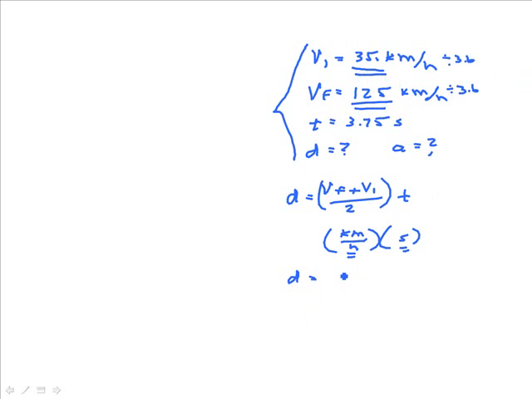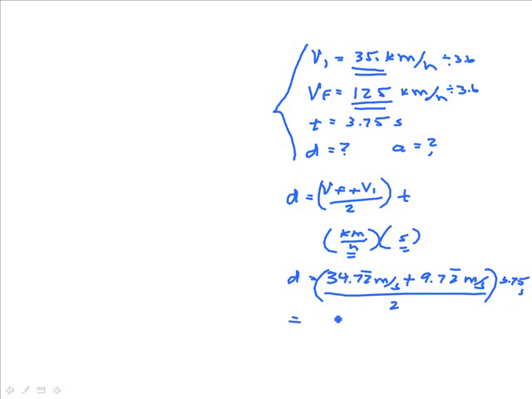d is going to be equal to Vf, which is 125 divided by 3.6. So 125 divided by 3.6 is 34.72 meters per second. That's the final velocity in meters per second, minus 35 kilometers per hour, which is 9.72 meters per second. We add them, divide by 2, and then multiply by the time, 3.75 seconds, and now we'll get a solution.